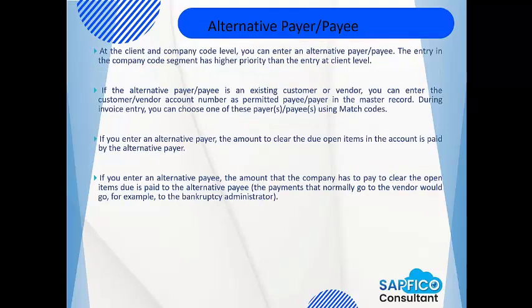Alternate payee or payer. There are two possible settings, at the client level and at the company code level, where you can enter an alternative payer or payee. The entry in the company code segment has higher priority than the entry at client level. If you enter an alternate payer, the amount to clear the due open items in the account is paid by the alternate payer. If you enter an alternate payee, the amount that the company has to pay to clear the open item due is paid to the alternate payee.